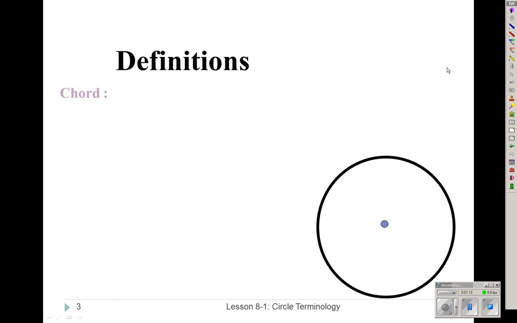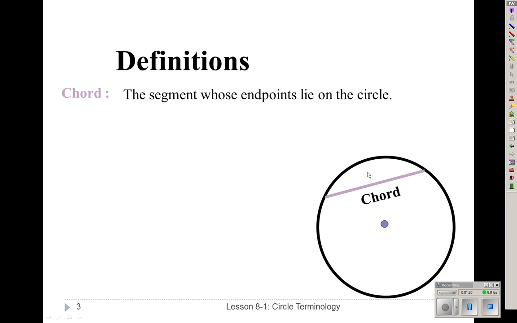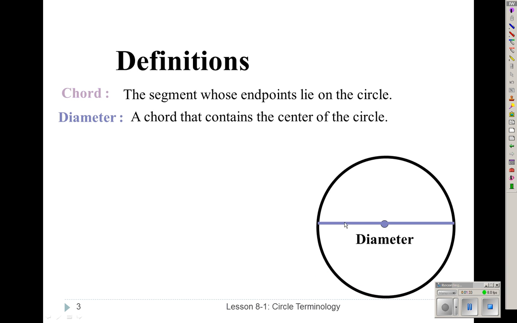Here's some different parts of a circle, types of segments and other things. A chord is a segment whose endpoints lie on the circle, like this segment. It starts and ends on the circle. A diameter is a type of chord that goes through the center. It's the biggest chord there is. It goes across the largest part of the circle. Since it goes through the center, the diameter is also twice as long as the radius. We'll get to that again later on.